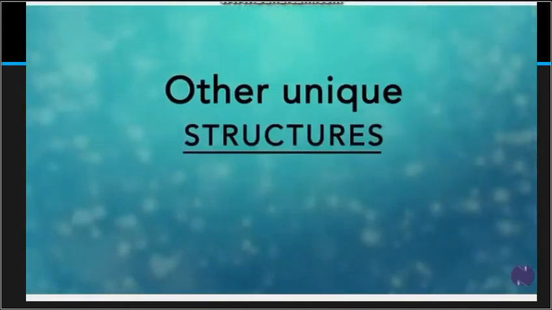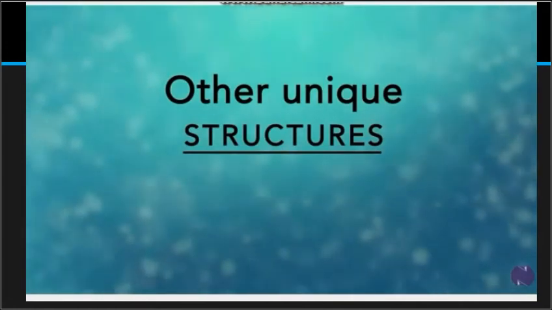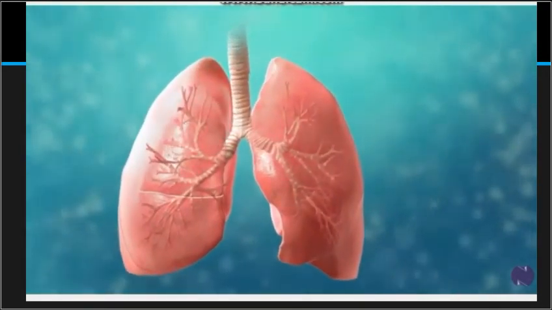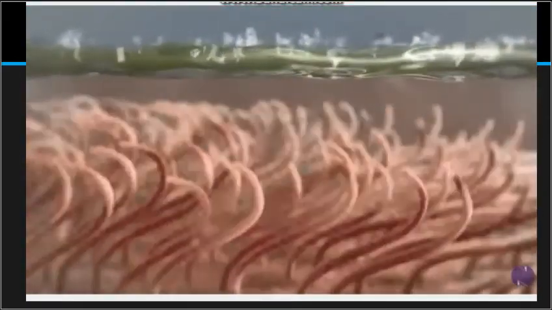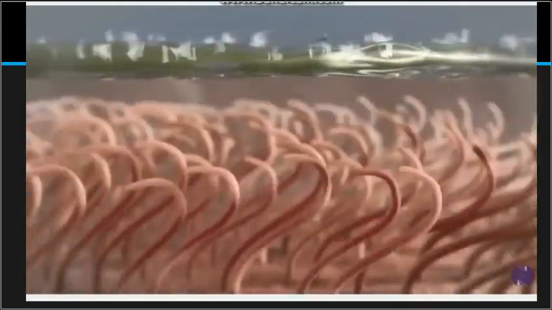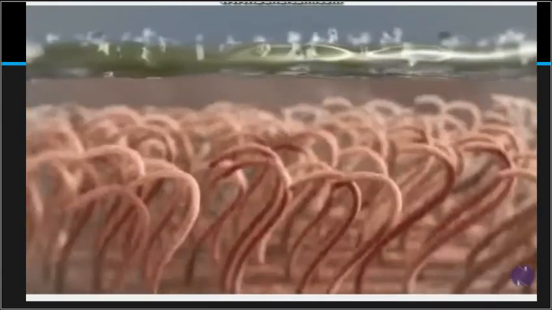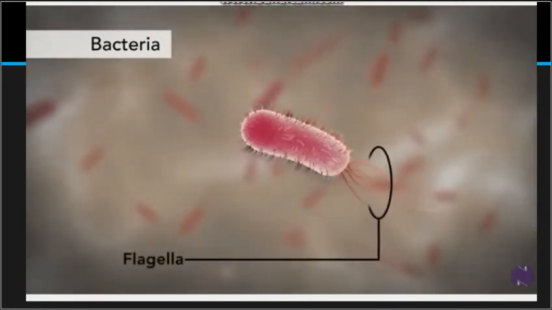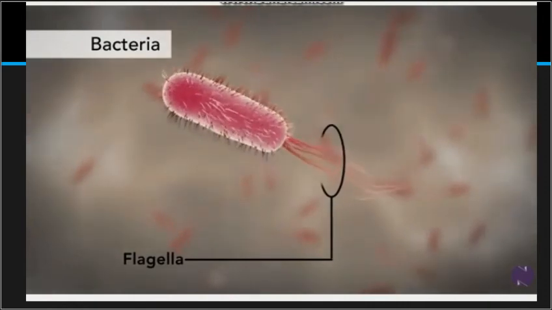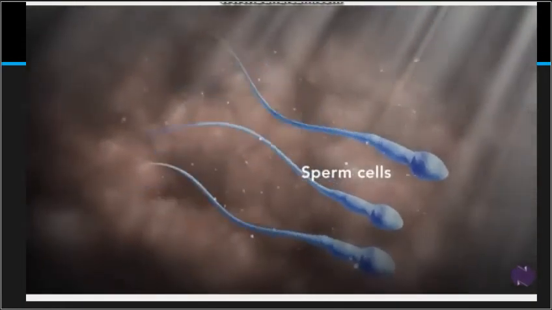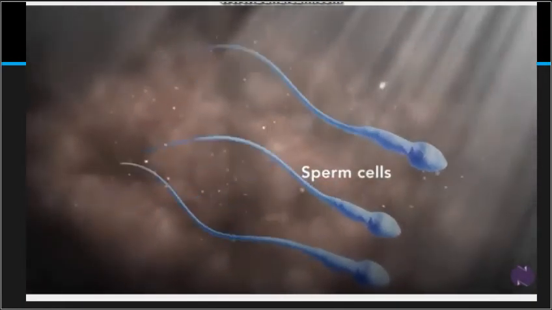There are many other unique structures that only some cells have. Here are just a few. In humans, for example, the respiratory tract is lined with cells that have cilia. These are microscopic hair-like projections that can move in waves. This feature helps trap inhaled particles in the air and expels them when you cough. Another unique feature in some cells is flagella. Some bacteria have flagella. A flagellum is like a little tail that can help a cell move or propel itself. The only human cell that has a flagellum is a sperm cell.